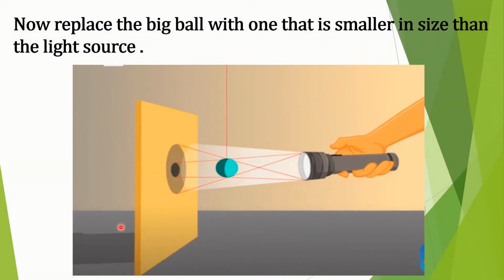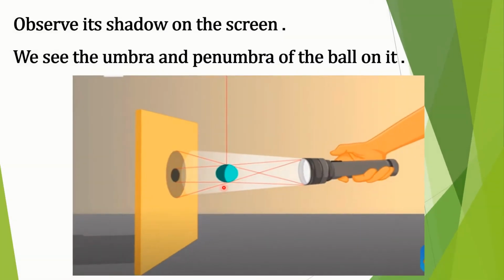Now, replace the big ball with one that is smaller in size than the light source. Students, observe its shadow on the screen. We see the umbra and penumbra of the ball on it.